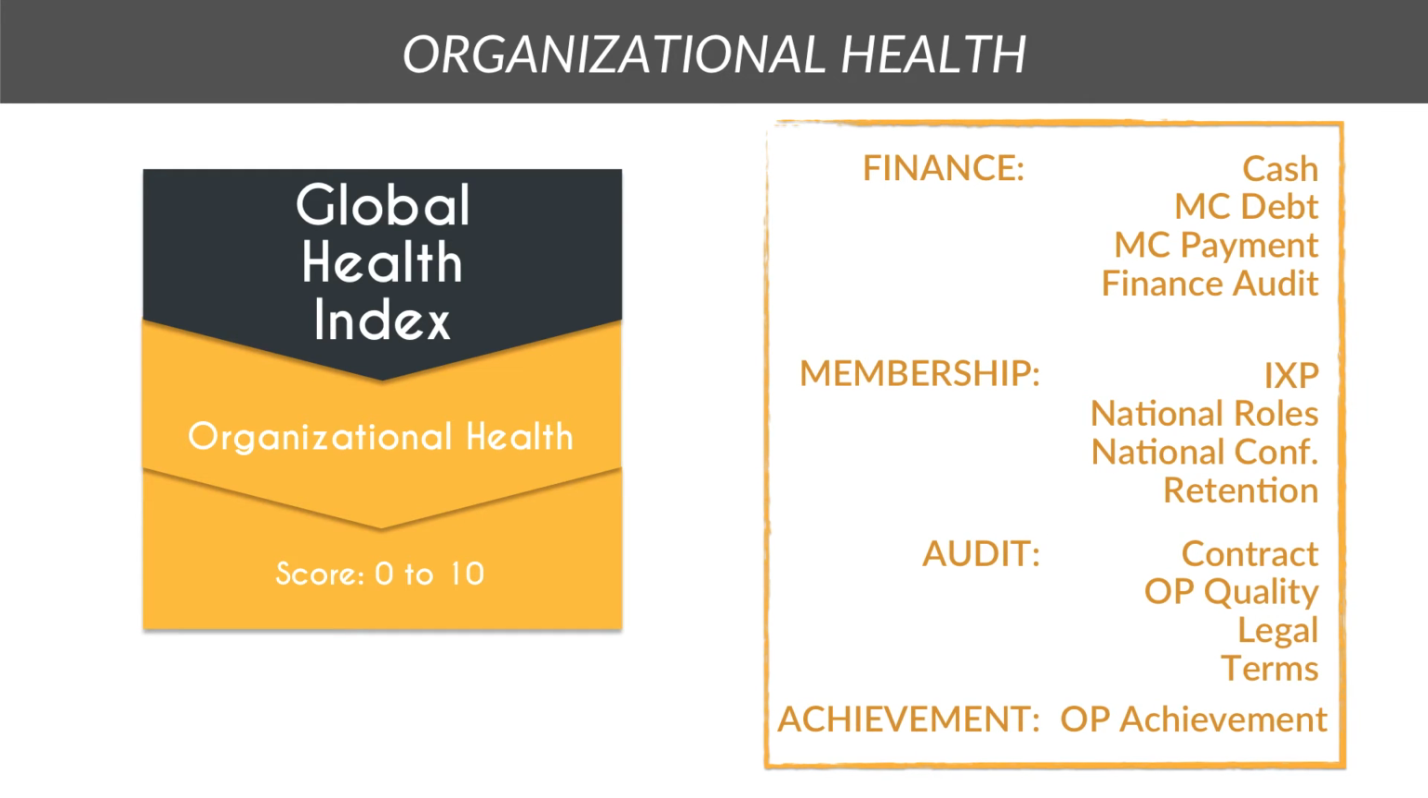We have 4 pillars. So finance, membership, audit, and achievement. And in each of these pillars, we have some criteria. So for example, in finance, we have cash, the MC debt that the LC has, the MC payment, so that money that they have to send us every month for their operations, and the finance audit, if they have all the documents that prove their money flow, their cash flow.